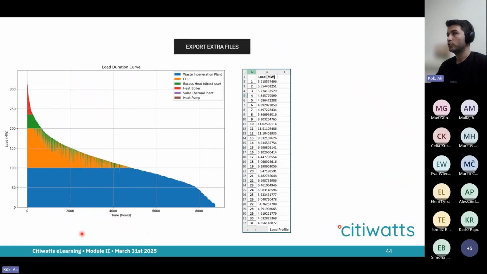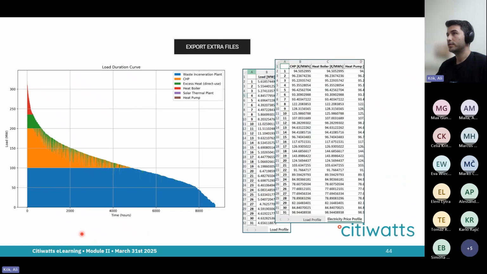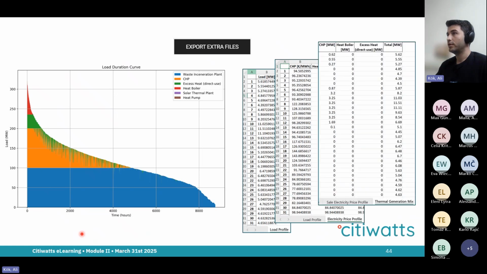In the Excel file, in these extra output files, you have the hourly load profile that is used by the model. So you can check this to have a better idea, because the input you give to the model is the annual heat demand, not the profile itself, but you can see the profile. You can see the electricity prices and the profile used in the model. Again, in the model you are only able to give the average electricity price, which is fitted to this profile.